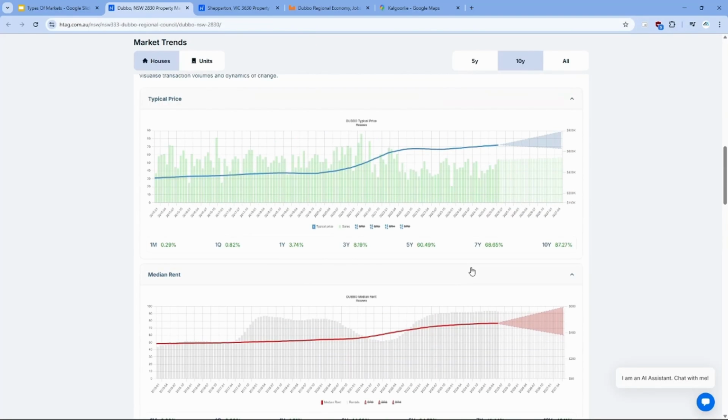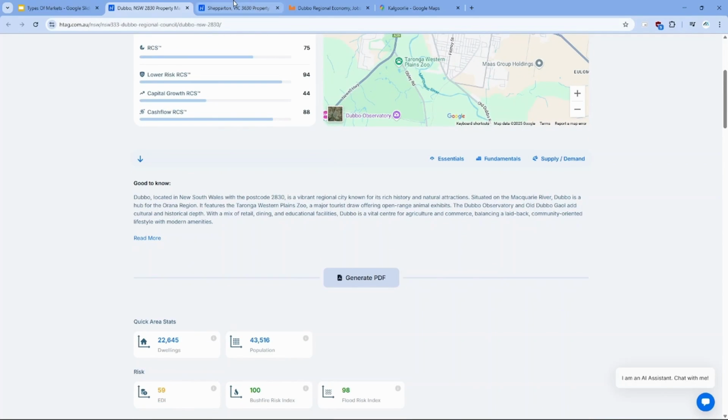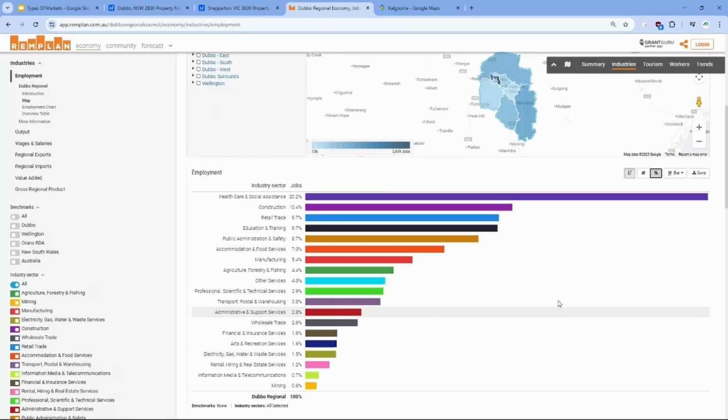This is what I consider a more stable medium risk location because it still has a smaller population of around 70,000 to 100,000 odd people from memory when you look at the entirety of Dubbo. And when you look at Dubbo's regional economy, you can see healthcare, construction, retail trade. No sector takes up more than 25% of the market. So for me, this is what makes me think about Dubbo as a good place to consider.